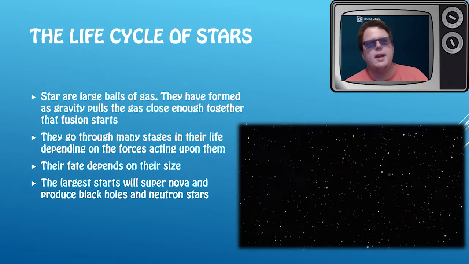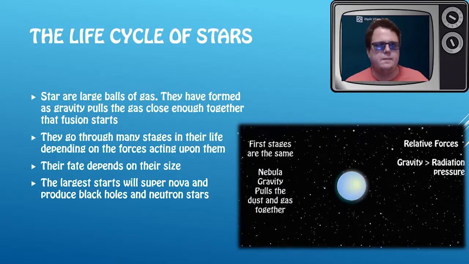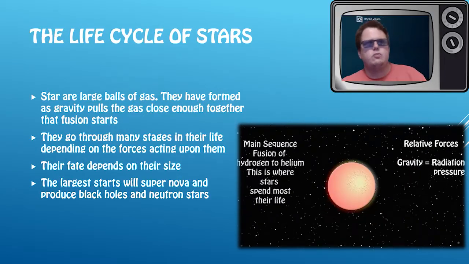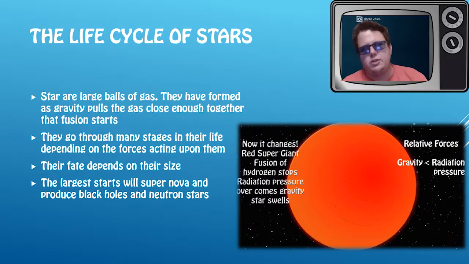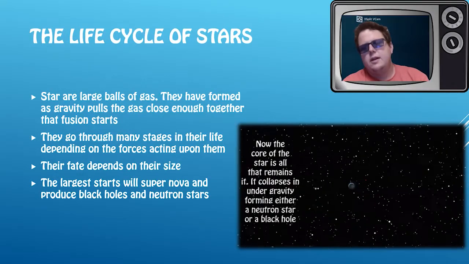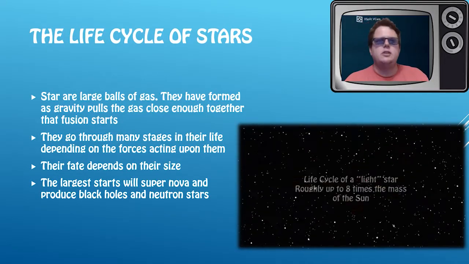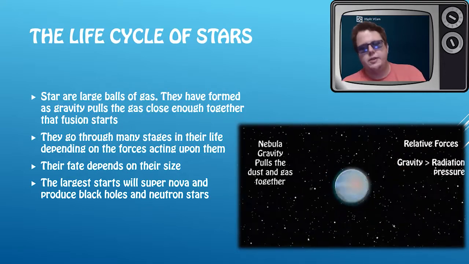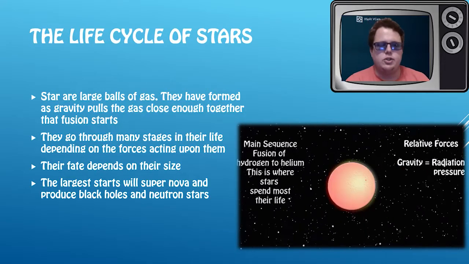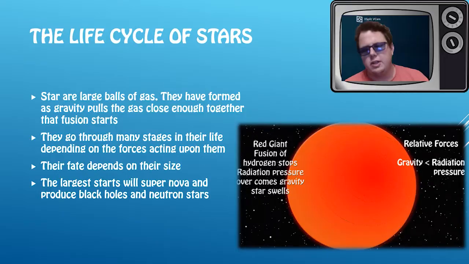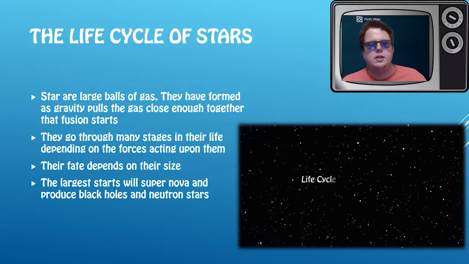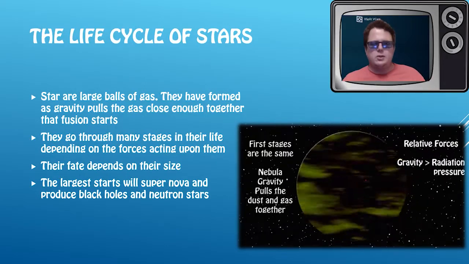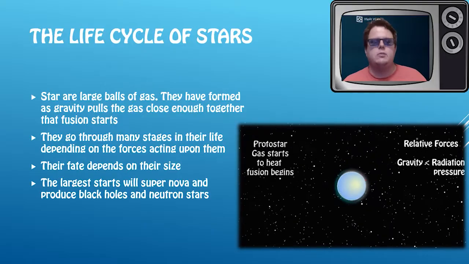Now, the next stage depends on the mass of the star. If it's a light star, so up to 8 solar masses, then eventually it runs out of hydrogen to fuse, and so helium fusion starts. When helium fusion starts, this creates more radiation pressure, and the star itself swells up. As it swells, it cools, and it becomes what's known as a red giant.